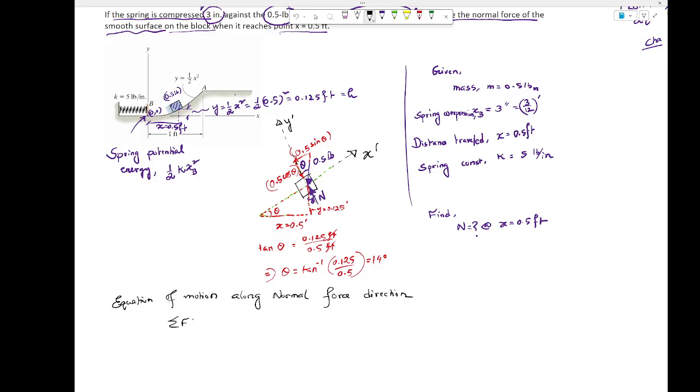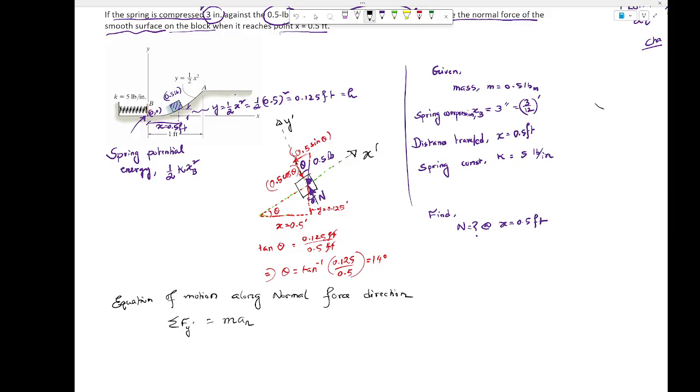If you're going to do the summation of Fy, you can do that, right? And y prime should be equal to what? m a_n, and that's the important thing to understand. Why is it a_n? Because when the block is moving on the track, the y direction is the normal direction. Does it make sense? It's a little tricky to understand that part.